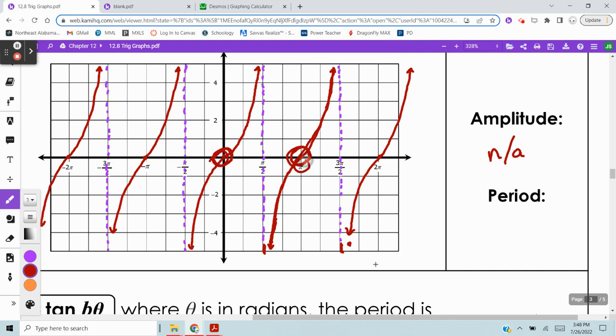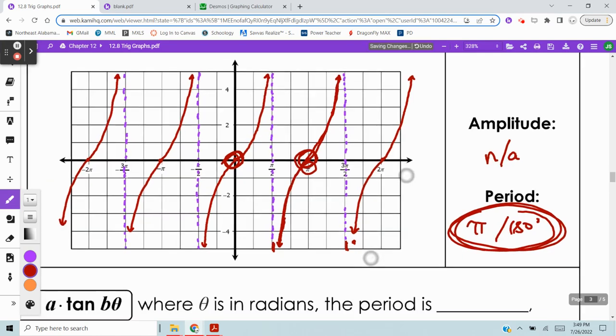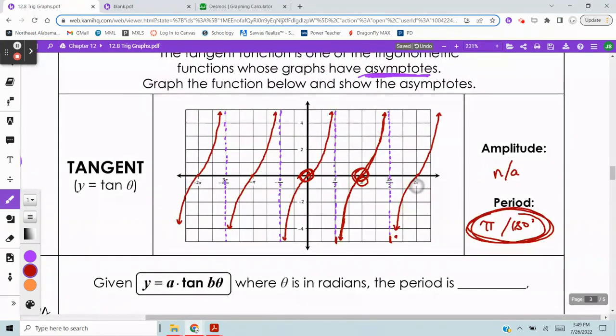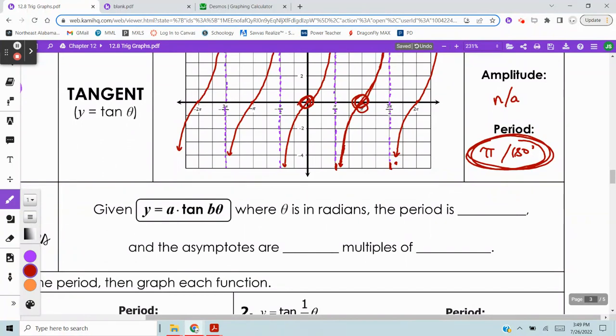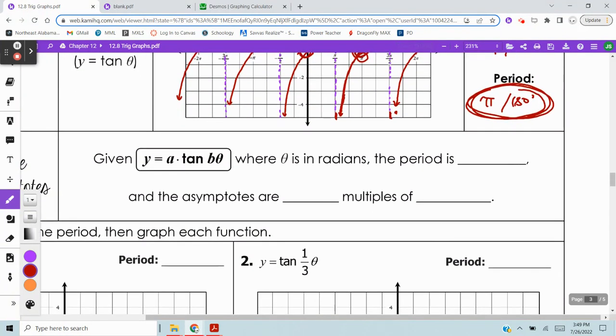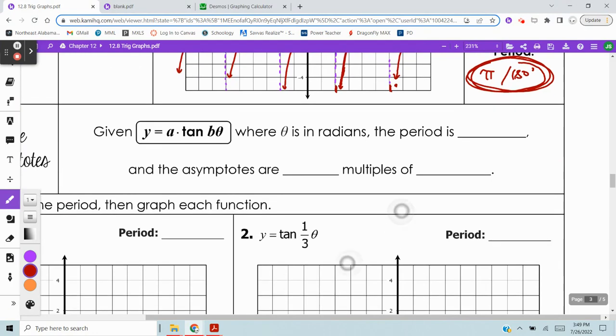That's 0 over to pi. The period for tangent is actually pi, or only 180 degrees. And that's going to be very important to us later on, especially when we're solving trigonometric equations. So we very much need to remember that. Sine and cosine had a period of 360. Tangent has a period of 180.